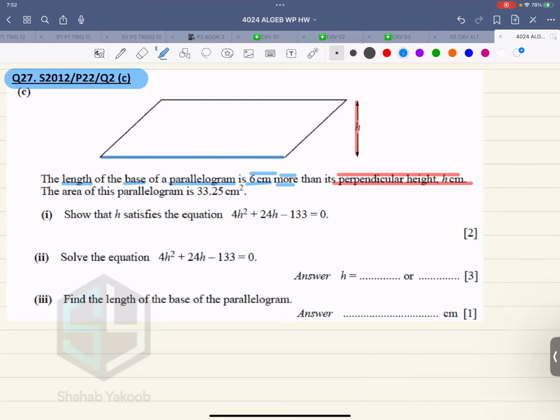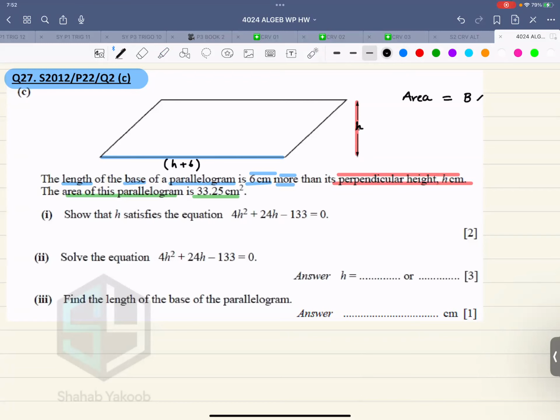Which is bigger? Let's read again. The length of the parallelogram is 6 centimeter more than its height. Therefore, if this is h over here, that means the base is h plus 6. That's all you have to write. And then it says the area of this parallelogram is 33.25. What is the area of the parallelogram?